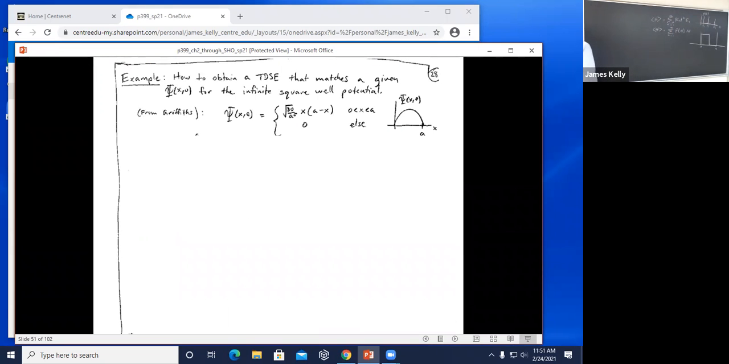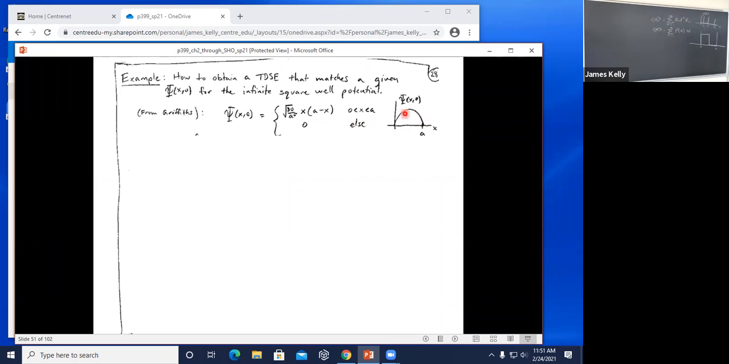So to avoid that, here's an example from Griffiths that I rewrote in the notes. Griffiths avoids that by saying, okay, here's our well, 0 to A. It's 0 out here. Let's not have it be discontinuous. Let's take a piece of a parabola that goes up and goes down. We'll normalize it, but then it won't be discontinuous. And then we should find that the expectation value of energy, if you believe me here, is perfectly finite.